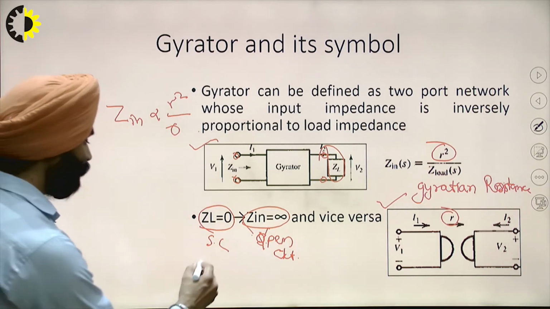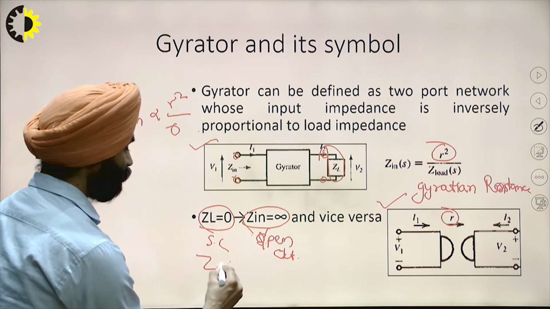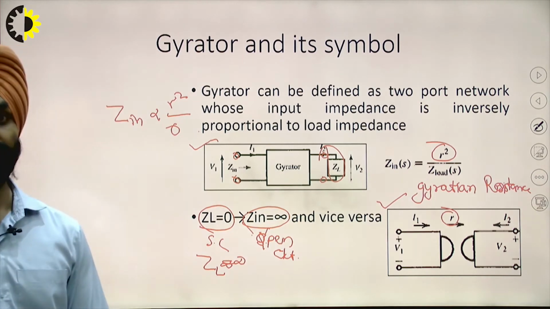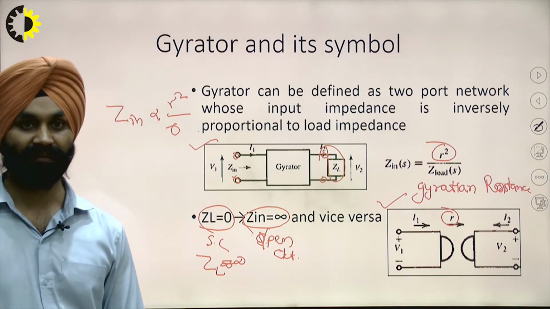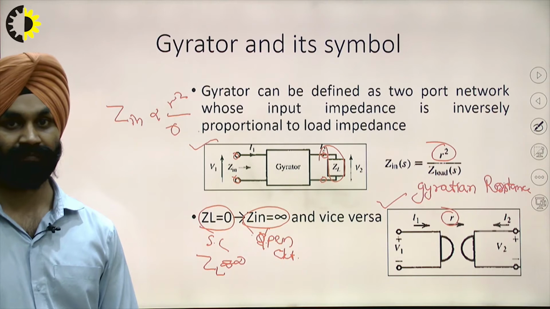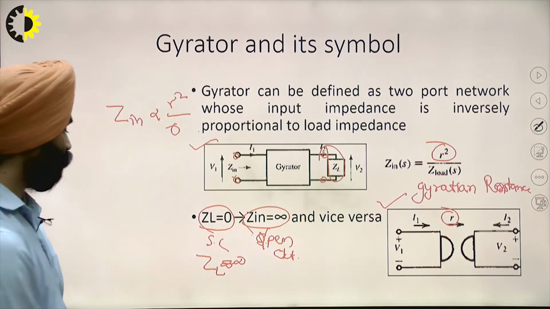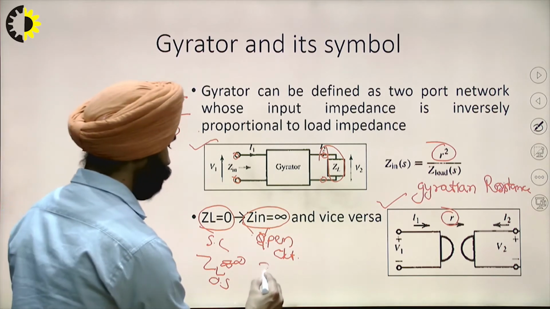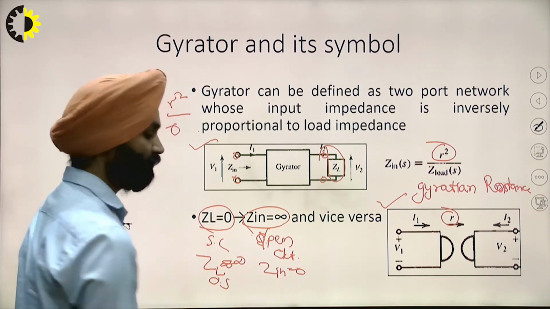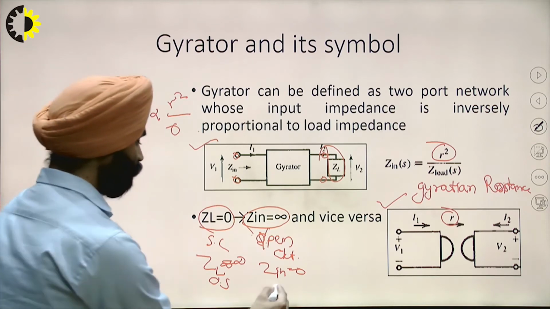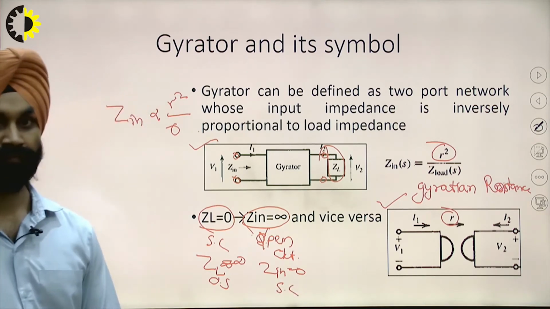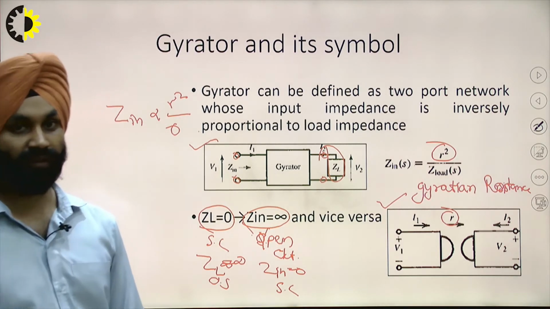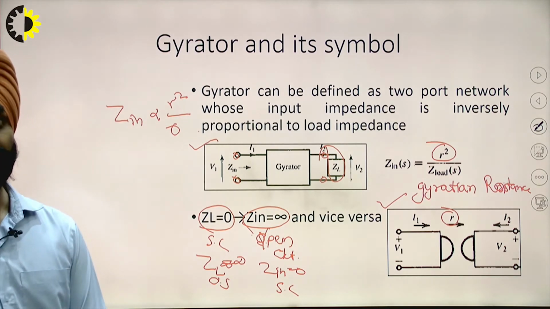Inversely, if Z load is infinite, that means we have not connected anything and it is an open circuit, Zin will be 0, that means it will be a short circuit. So if we are opening a circuit, it goes short circuit. If we are giving a short circuit, it gives an open circuit.